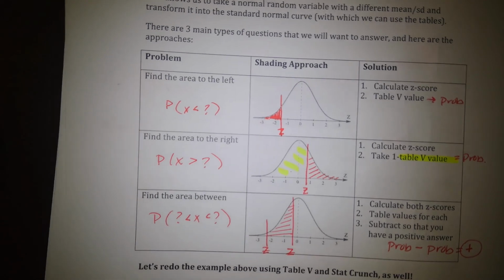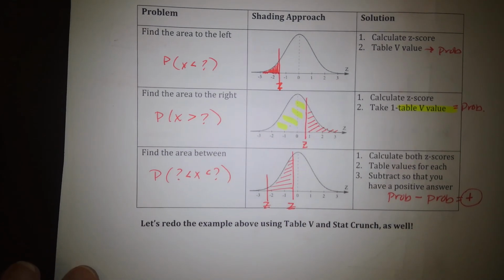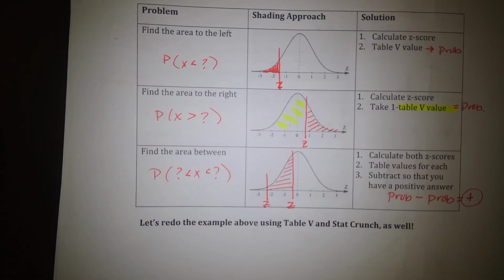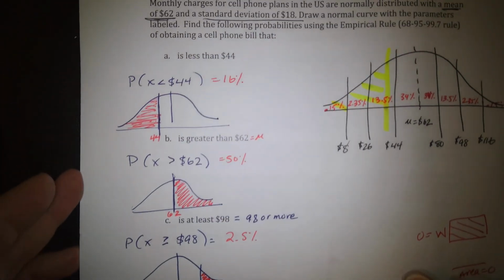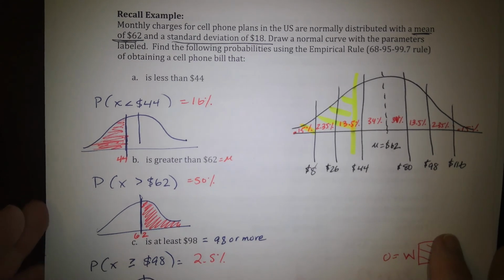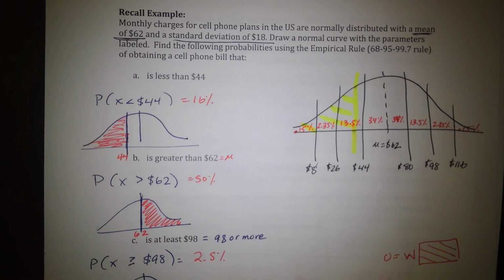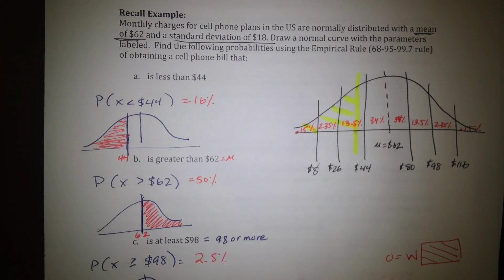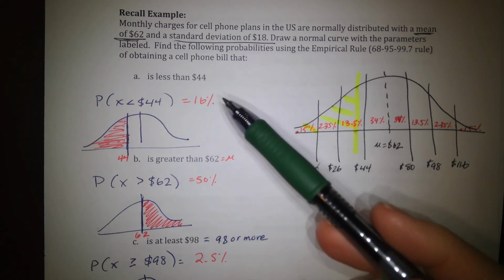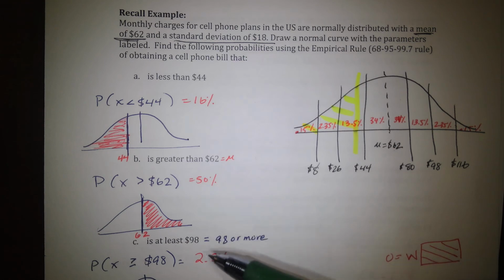So what we're going to do now at the bottom is go back and do the last example that we just finished doing. We're going to do all of those in StatCrunch and see if we get the same answers. So we're going to go back and do all of these questions over again, but this time I'm going to do them in StatCrunch. Okay, so first we're going to do all of these examples using the table, and then we're going to do all of these examples using StatCrunch.